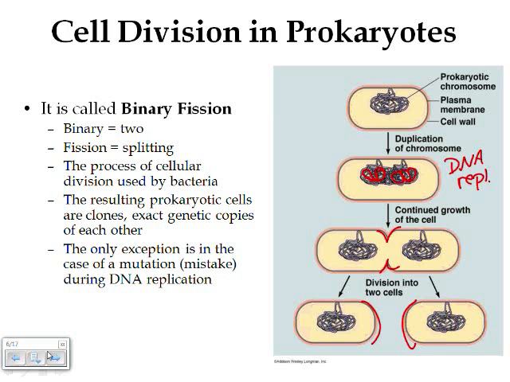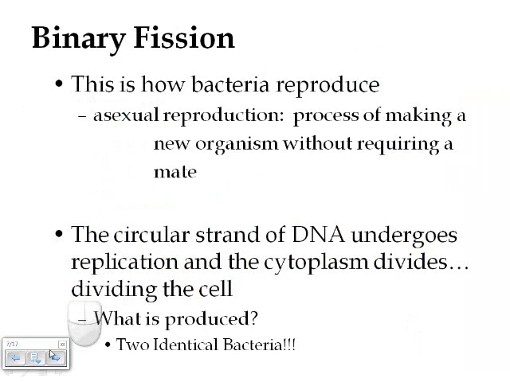So, this little key point right here is that these two cells should be identical, except when there's a mistake during DNA replication. If a mistake happens, then obviously they're not going to be identical anymore. All right? So, binary fission is how bacteria reproduce. It's asexual reproduction. Asexual, all right, refers to number of parent organisms. One parent creating the new organism.